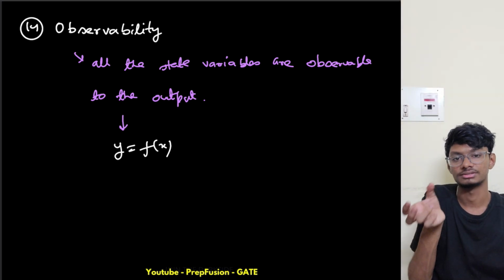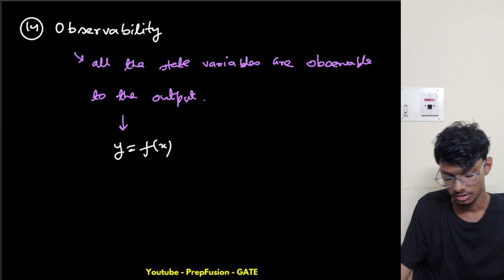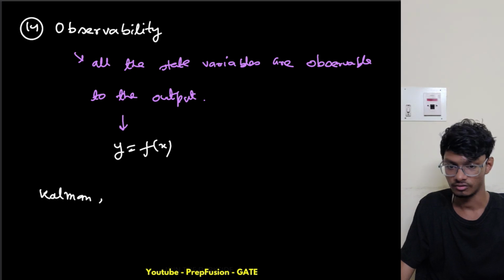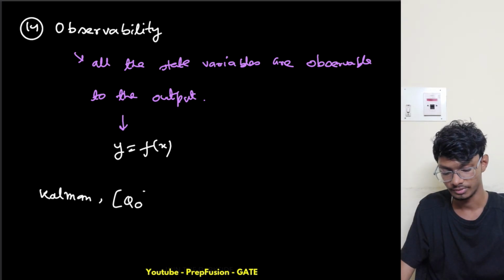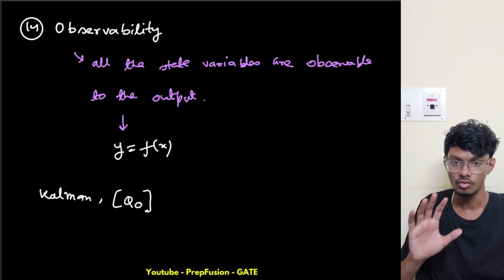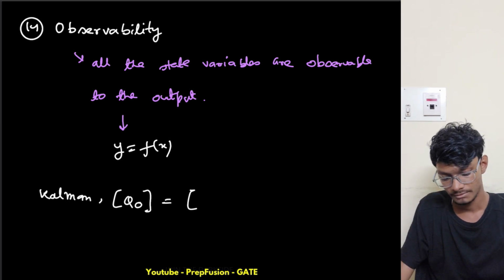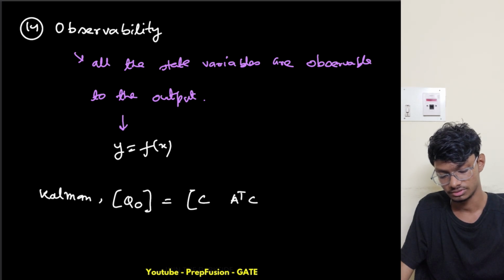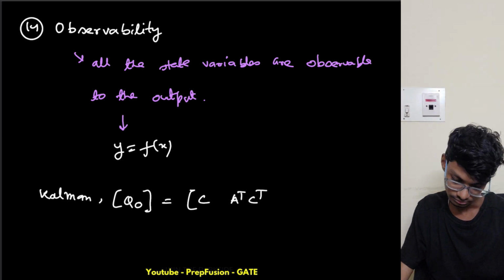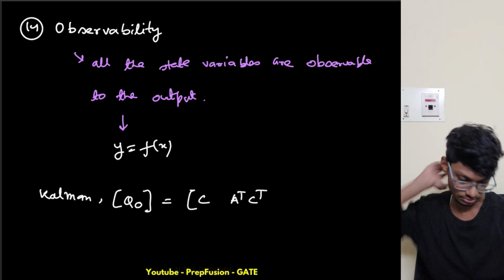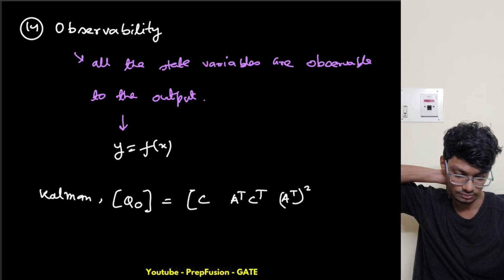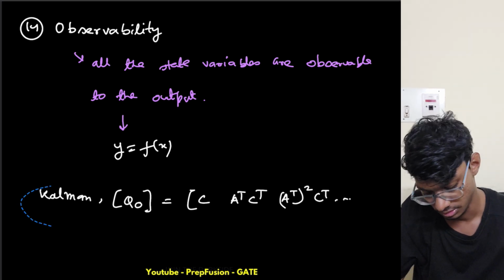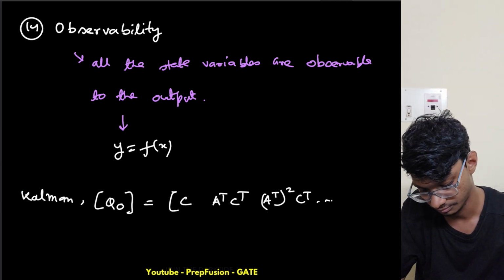So again Kalman came with some rule. What rule does Kalman give us? I solve it differently, people solve it differently. What people do is find QO equal to simply this: C, then C A transpose, C transpose, and this is A transpose whole squared C transpose, and this goes on until this one, right?